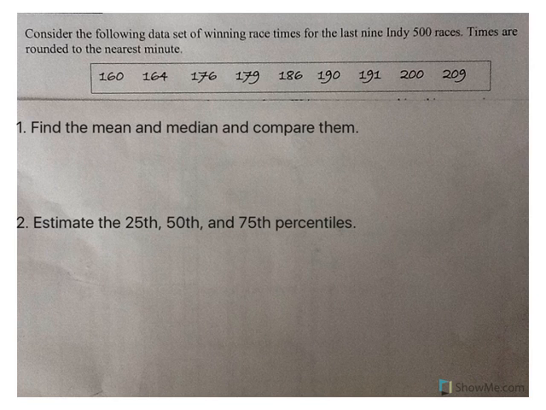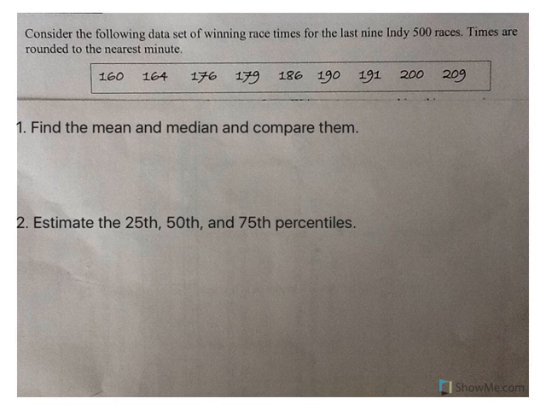So the first thing is that we have 9 Indy 500 races and their winning times. And they are in order least to greatest, which we know is important for mean and median, and also the percentiles. So the first question is find the mean and median and compare them.